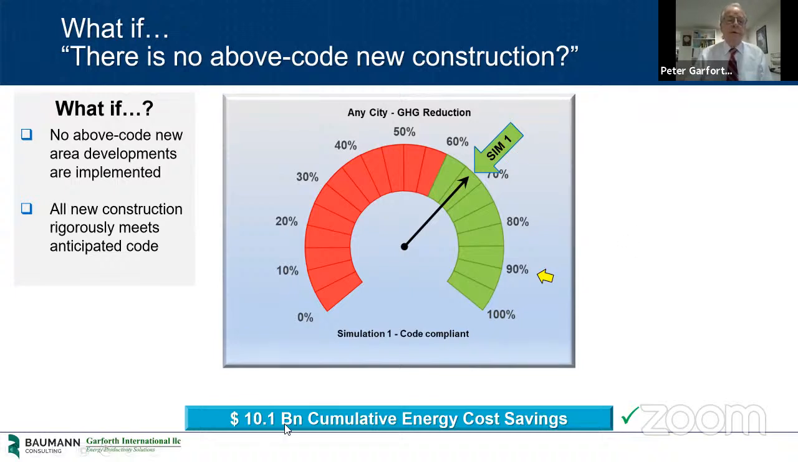We saved a little less money on the cumulative energy cost. It goes from 10.2 to 10.1. And we made a very small contribution to greenhouse gas reduction. Now let's go to the next one.